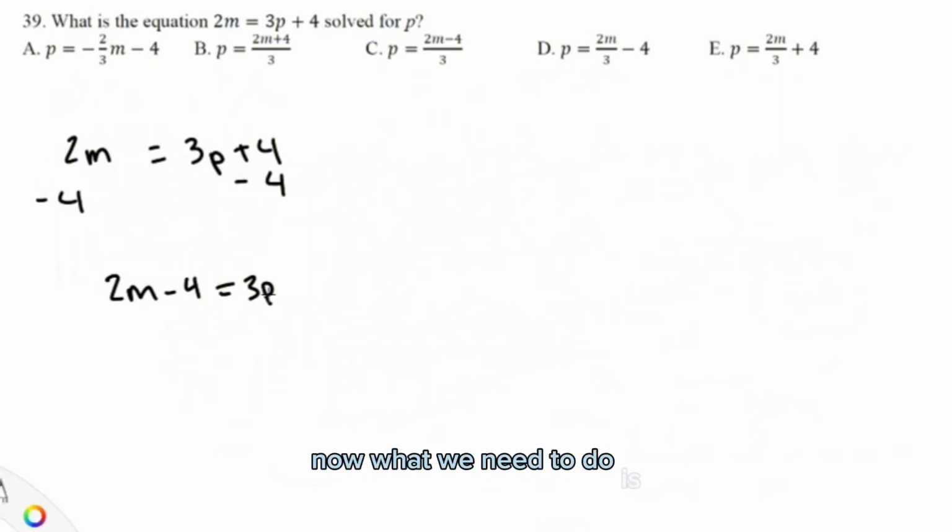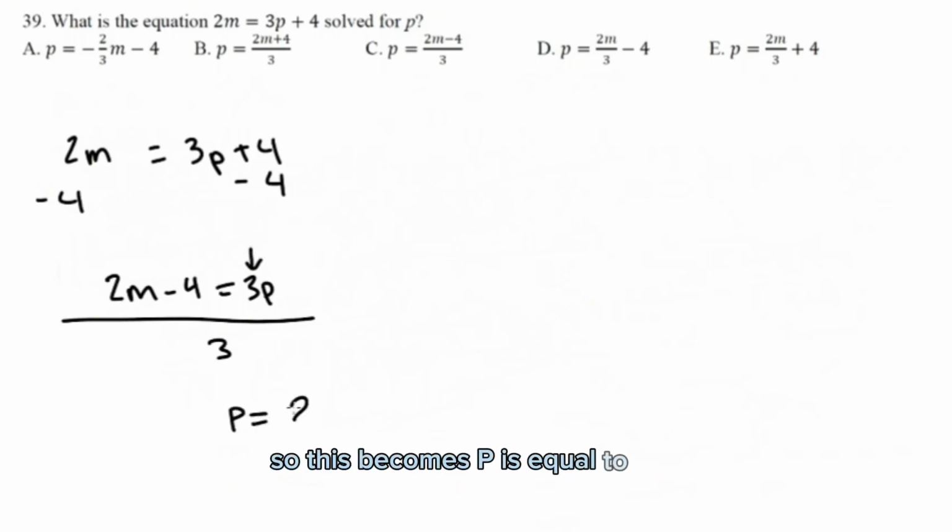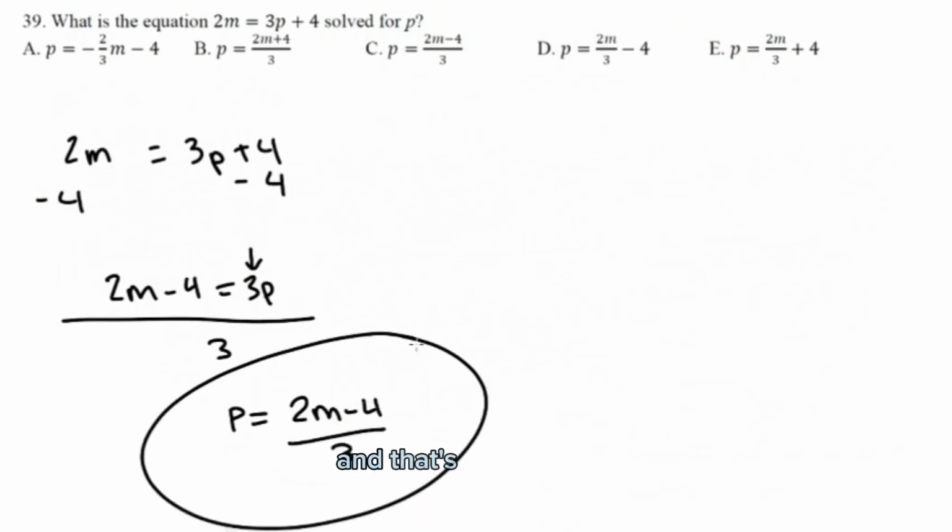Now what we need to do is we need to divide both sides by 3 to get rid of the coefficient of 3 right here. So this becomes p is equal to 2m minus 4, divided by 3, and that's your answer.